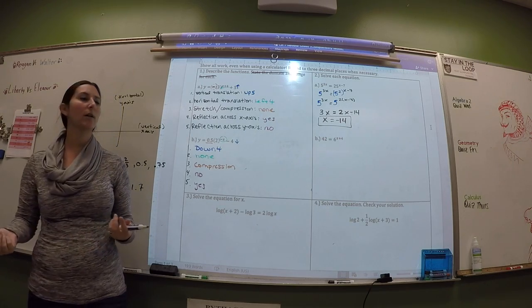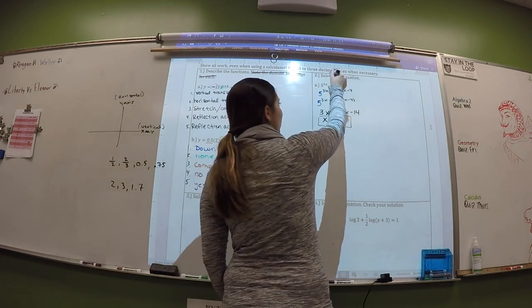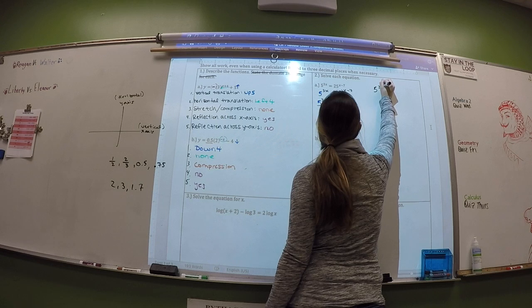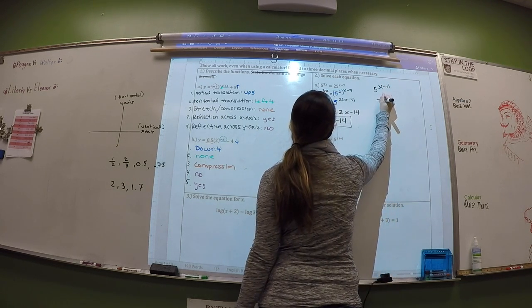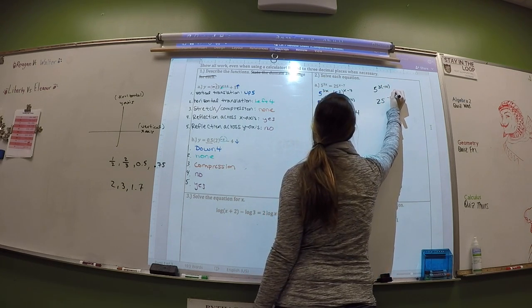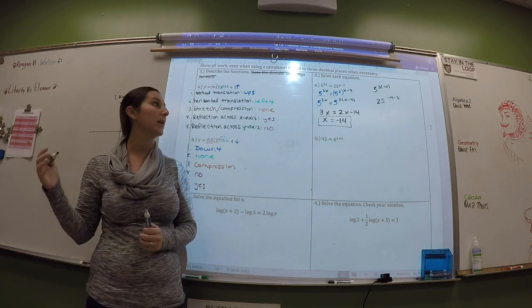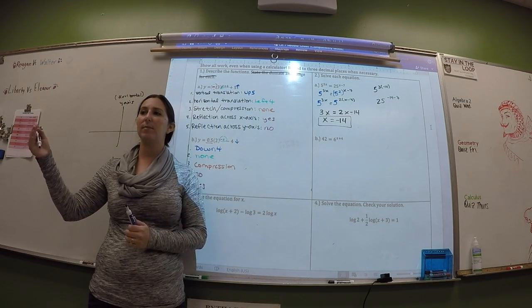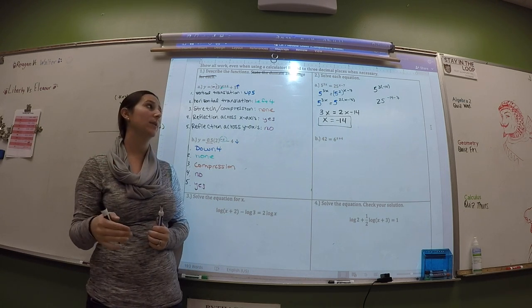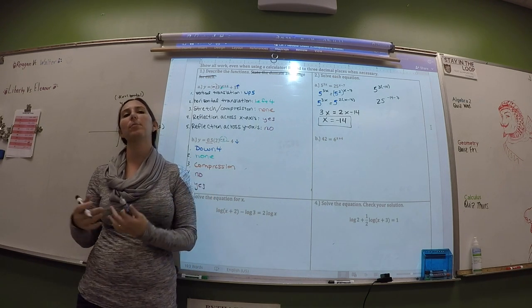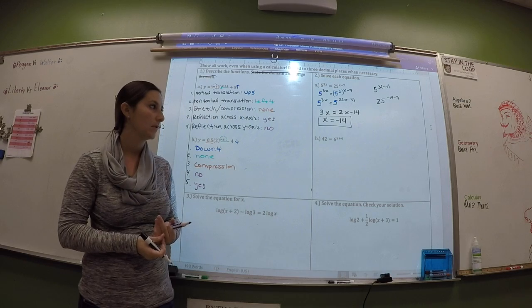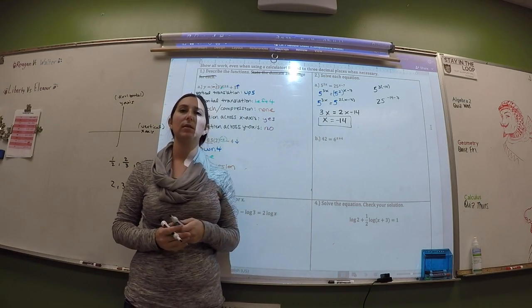If you want to check your answer, you can use a calculator to just plug back in your x and make sure that those two things are equal. So you could type in 5 to the 3 times negative 14 power, and then 25 to the negative 14 minus 7 power, and they should be the same thing. All right, let's look at B.